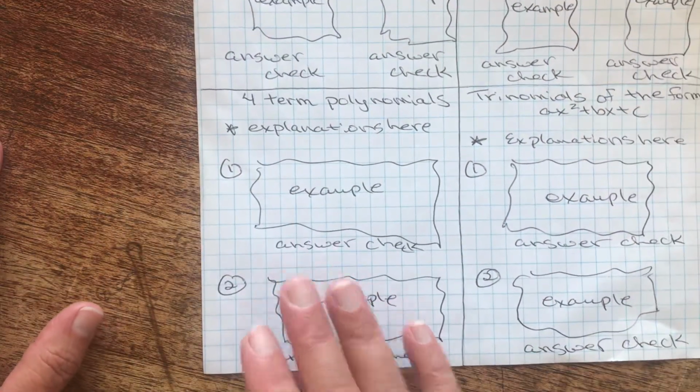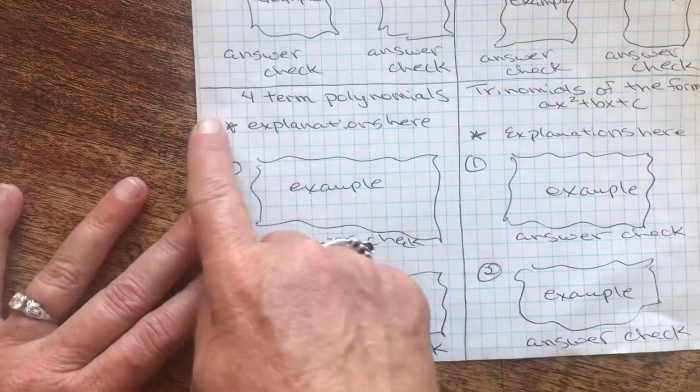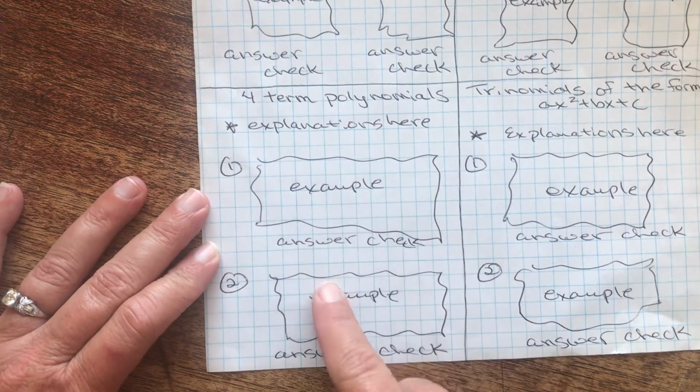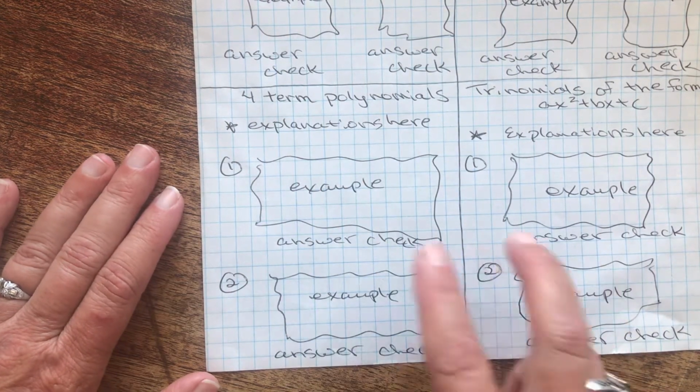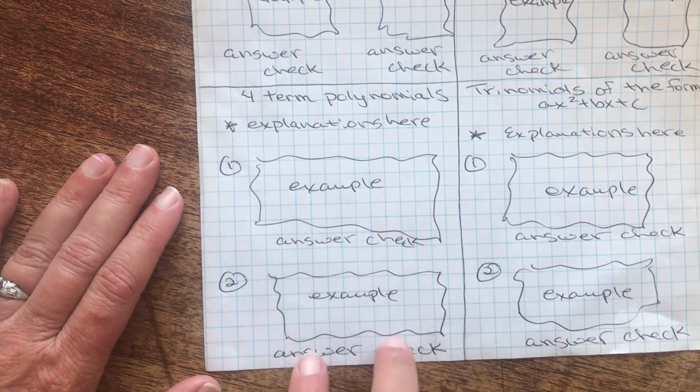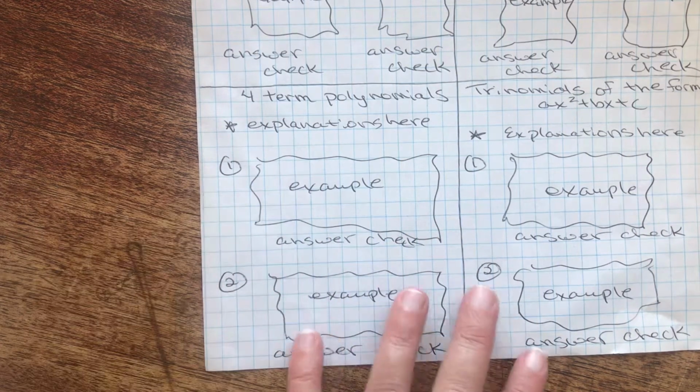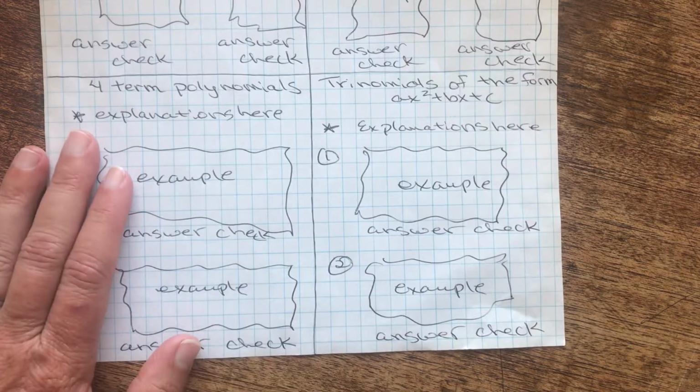The next rectangle, I did the 4-term polynomials. And again, you can go in whatever order you want. Here's where your explanation goes. You're going to do 2 complete examples showing all work and everything. And then your answer checks. Answer checks are important.